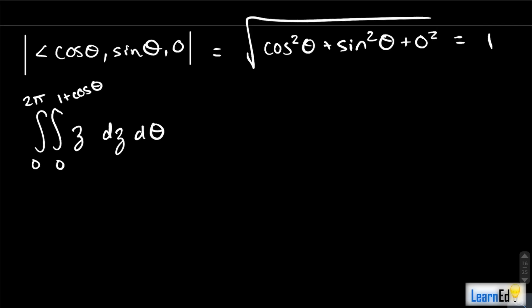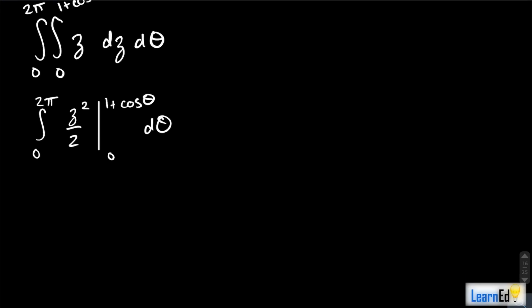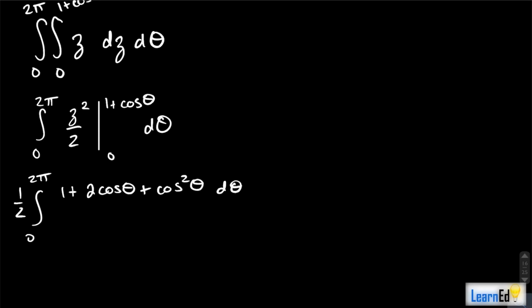All right, so when we integrate, for starters, we'll get a z squared over 2, and then we have to evaluate that from 0 to 1 plus cosine theta, with the d theta on the end. Okay, now what this ends up becoming is the integral from 0 to 2 pi of a 1 plus, this will just be a 2 cosine theta plus cosine squared theta. And this will be over 2, so I'll just put a 1/2 out here and call this d theta.